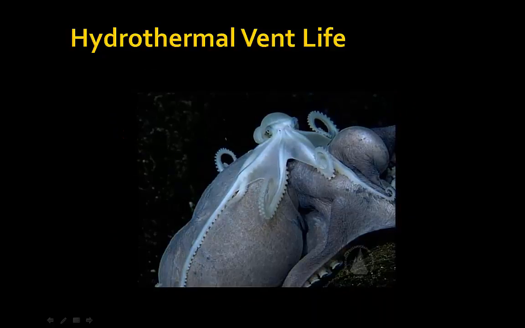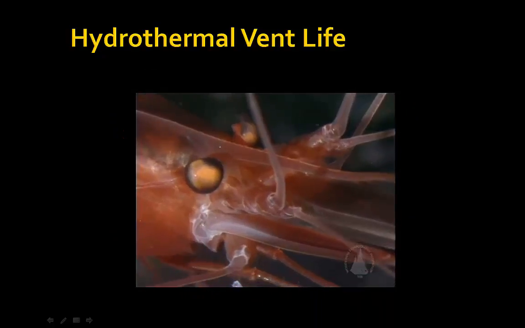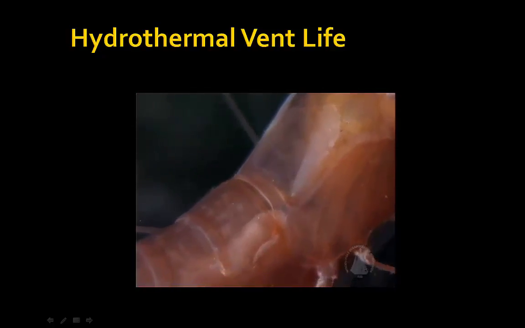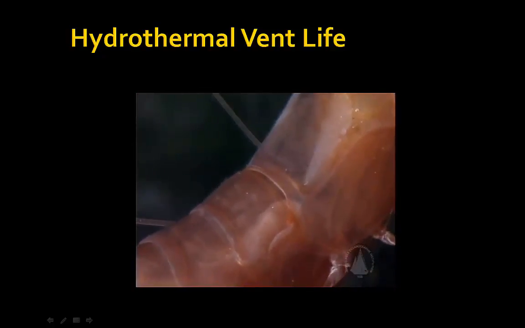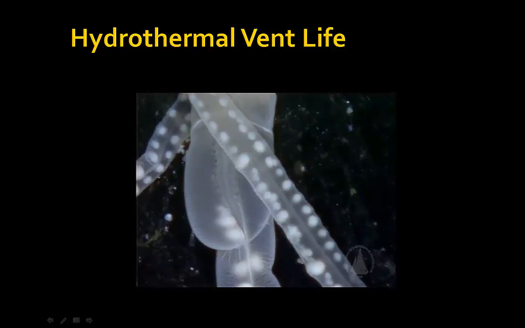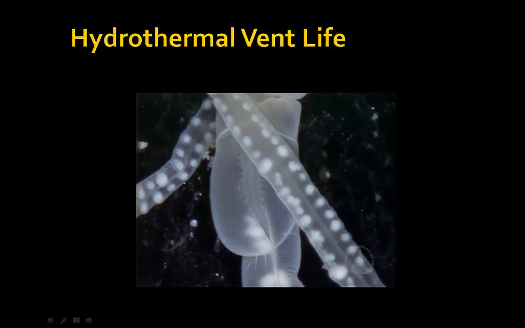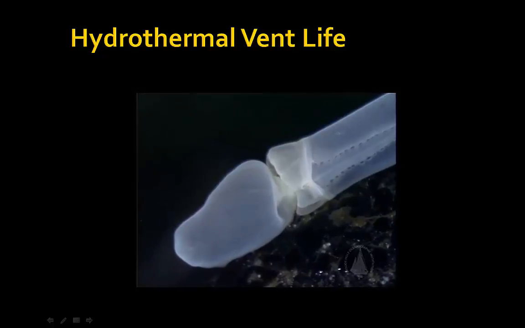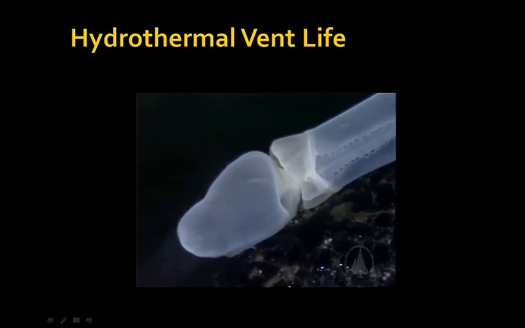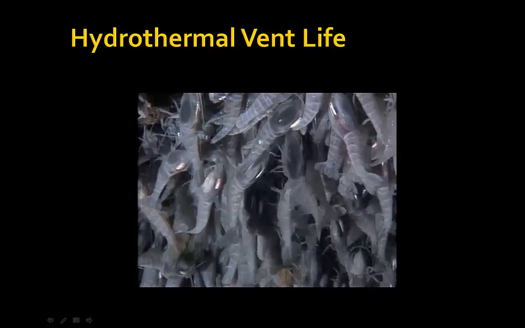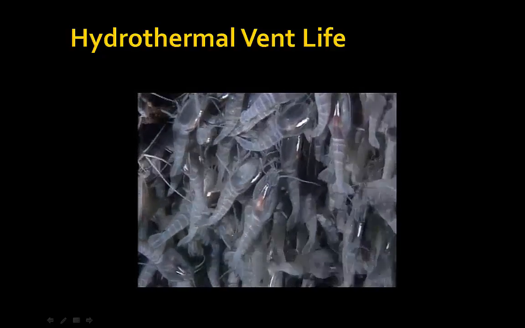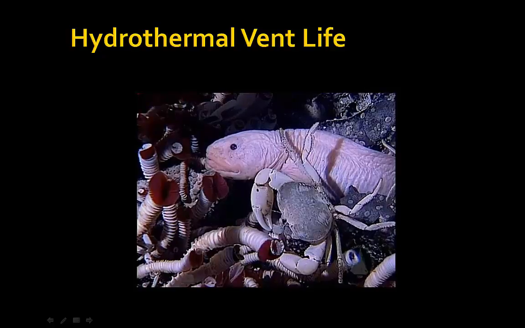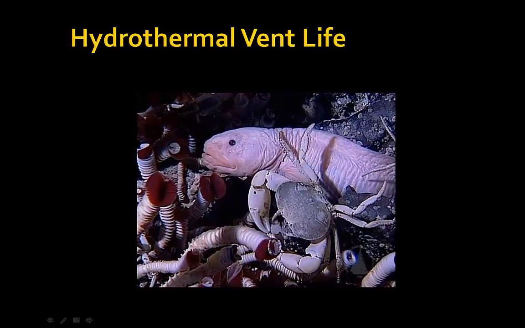Hydrothermal vents bring water of hundreds of degrees to the seafloor, and along with that water are nutrients that microbes can use in the absence of light to create energy. These primary producers produce the energy used by more complex organisms like octopi, spaghetti worms, such as this one, shrimp, tube worms, fish, and crabs.